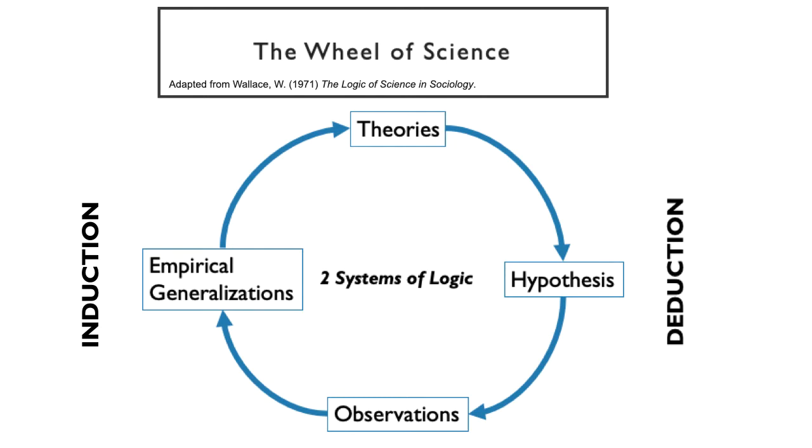In this way, the two systems of logic, or two systems of scientific inquiry, join together to form the wheel of science, a continuous cycle of research that goes from induction to deduction and back, from theory to observation and back again to theory, building up knowledge and changing our understanding of the world with each turn of the wheel.